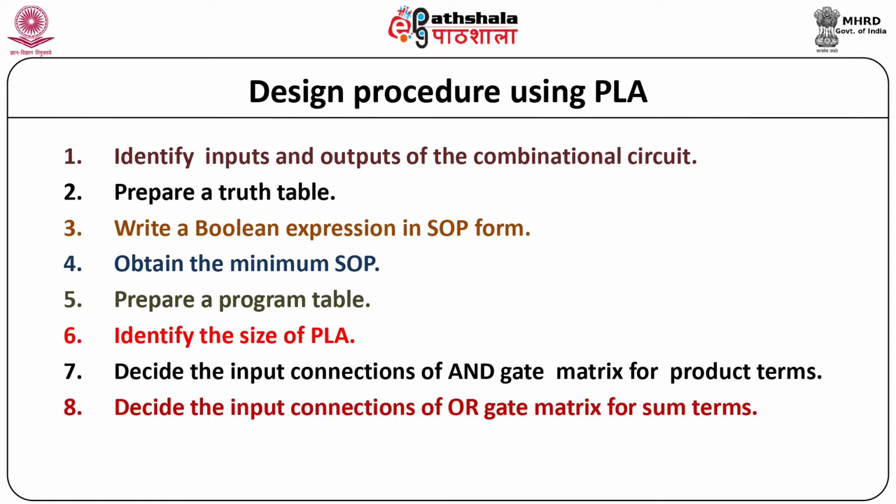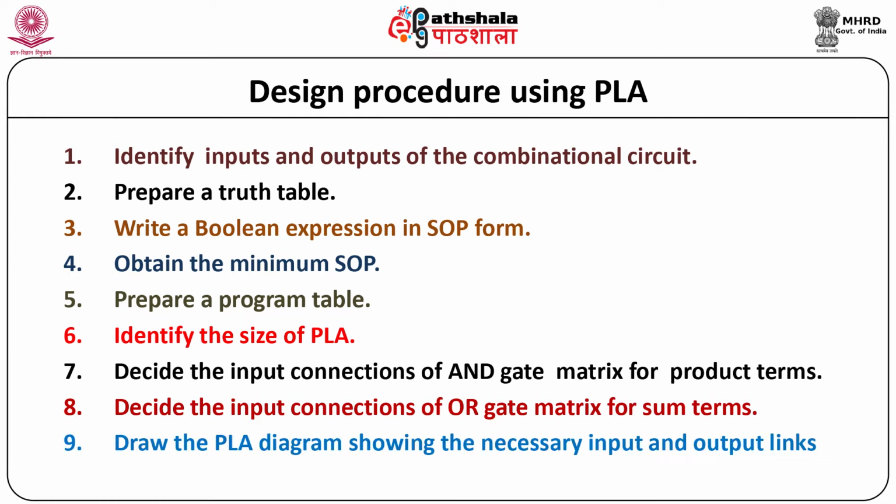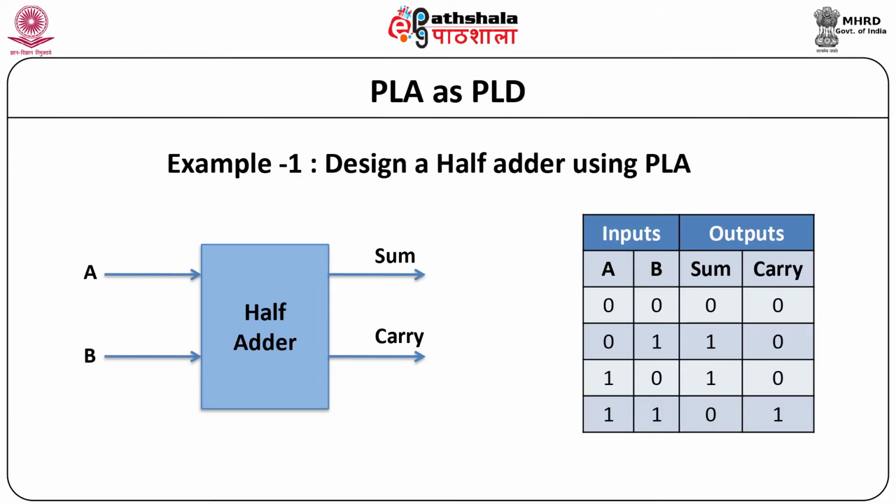Step 8, decide the input connections of OR gate matrix to generate the required sum terms. Step 9, draw the PLA diagram showing the necessary input and output links to realize the desired combinational circuit. To demonstrate the use of PLA as PLD, let us consider few examples. The first simplest example is to implement half adder using PLA.